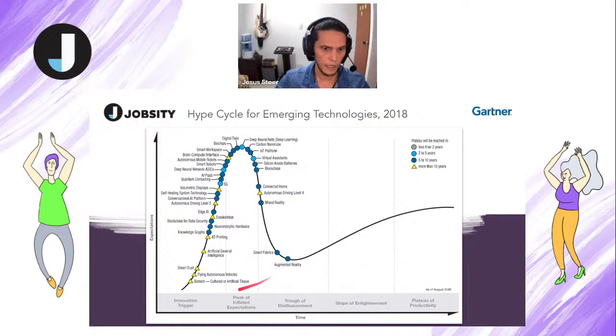So blockchain is at this point in 2018. It was just after the crash of Bitcoin in 2018. The idea of blockchain was still interesting, but people weren't interested in cryptocurrencies anymore.